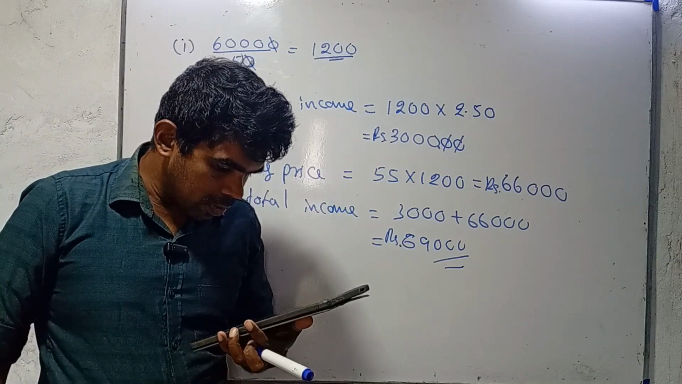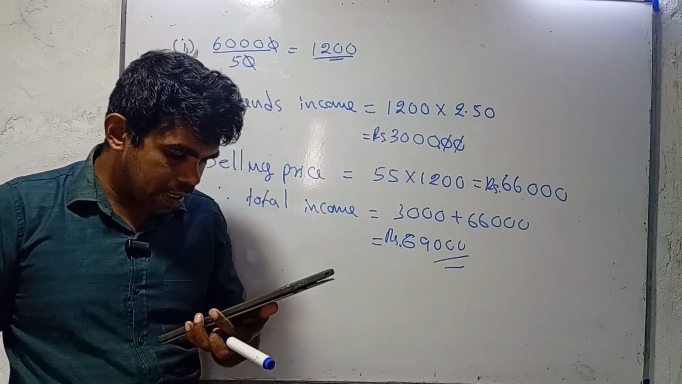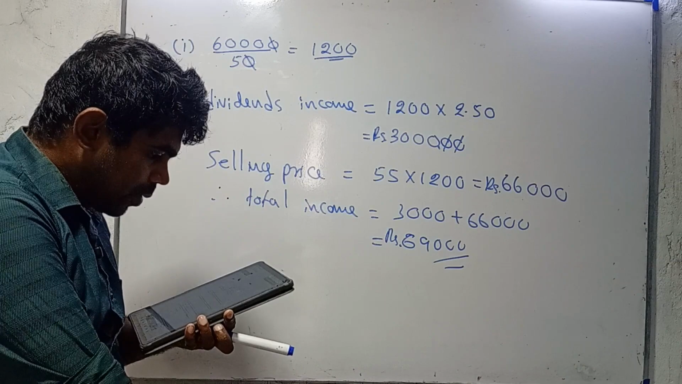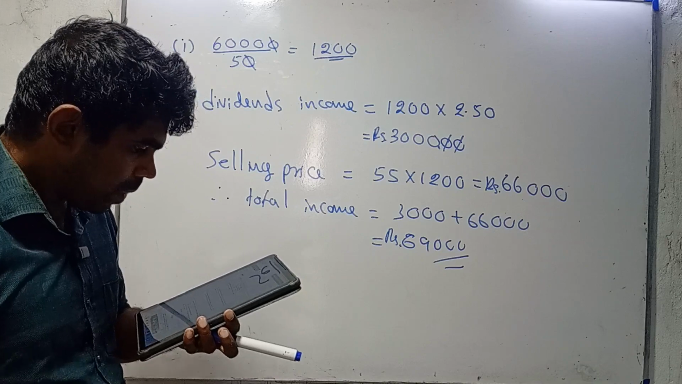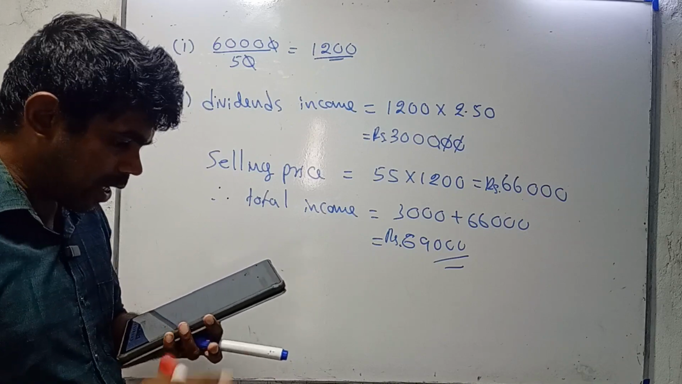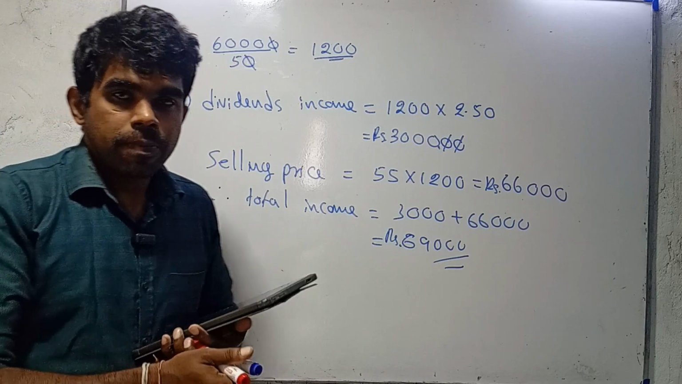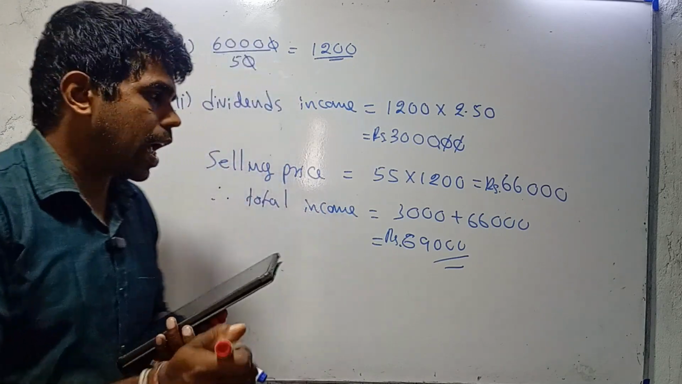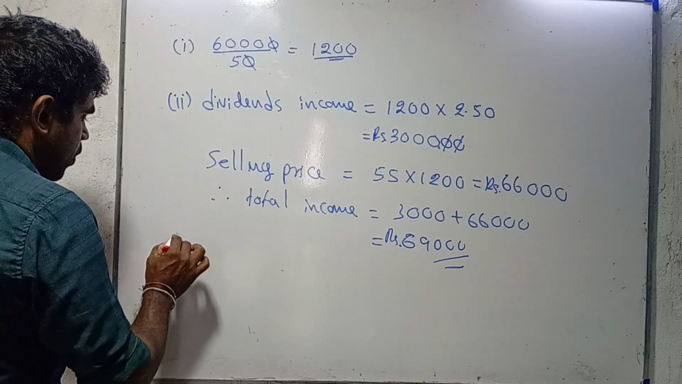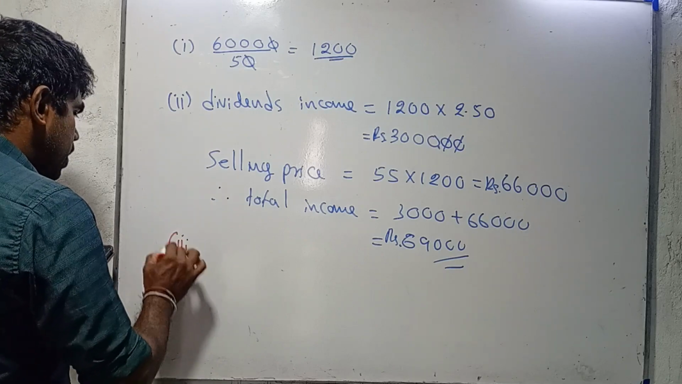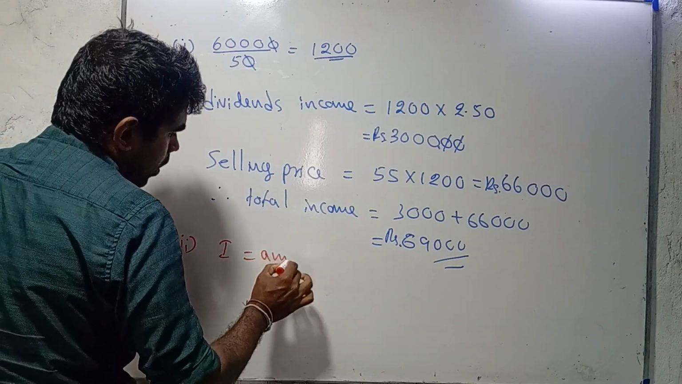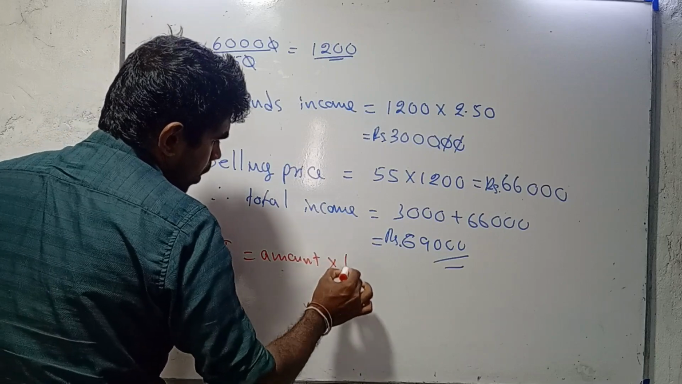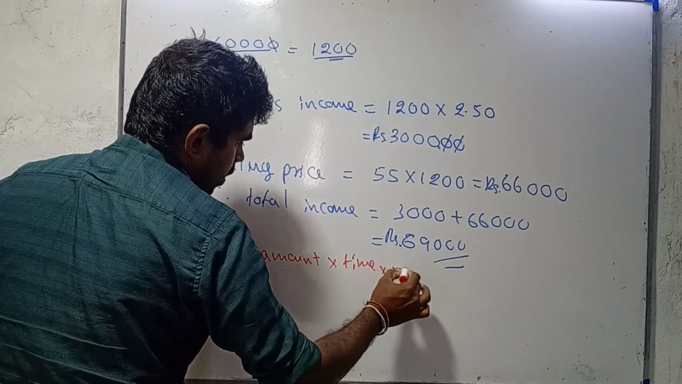Aruna deposits the total income he gets in a bank for 1 year. If he receives 3,450 rupees as interest from the bank for the year, what is the annual interest rate of the bank? They have not given the interest calculation method, therefore we have to use simple interest. We can write interest equals amount into time into interest rate.